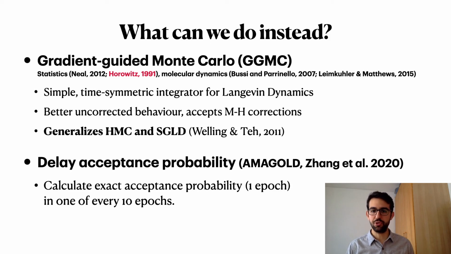To avoid doing a full sweep over the dataset for every iteration, we can delay the acceptance probability using the scheme by Zhang et al. Simply, we multiply the acceptance probabilities of all intermediate steps, and the expensive likelihood terms cancel out, except the first and last one. We can use this to make the Metropolis Hastings acceptance a small overhead, for example of 10%, by calculating it in only one of every 10 epochs.